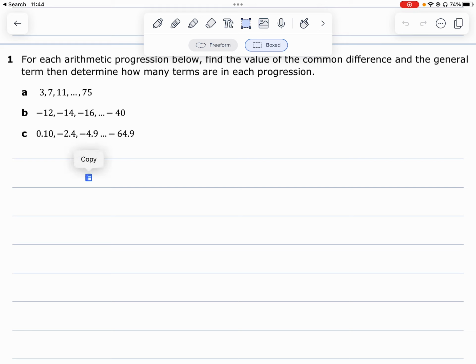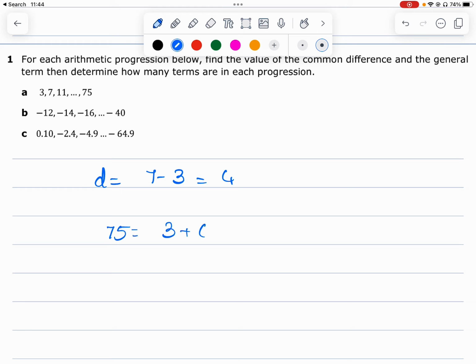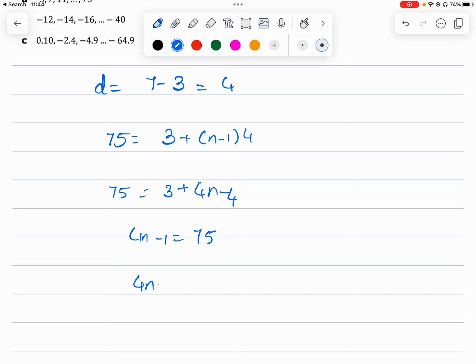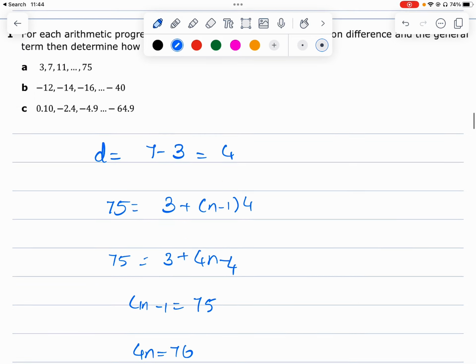So the common difference, it has already been told, it is an arithmetic progression. So the common difference is second term minus first term, which is 4. Now the nth term is 75, which is u1 plus (n minus 1) times d, which gives me 75 equals 3 plus 4n minus 4. So 4n minus 1 equals 75. 4n equals 76, n equals 19. There are how many terms? 19 terms are there.